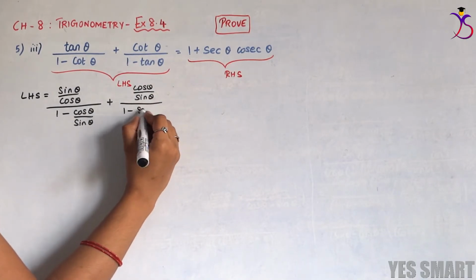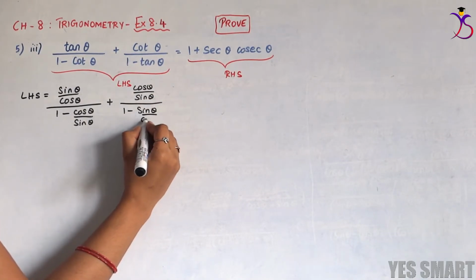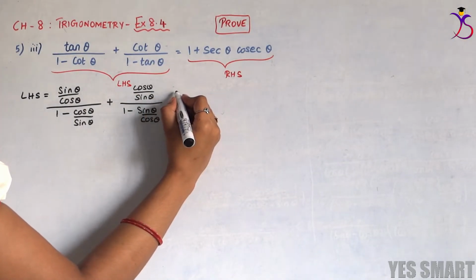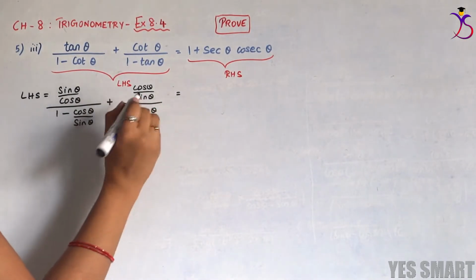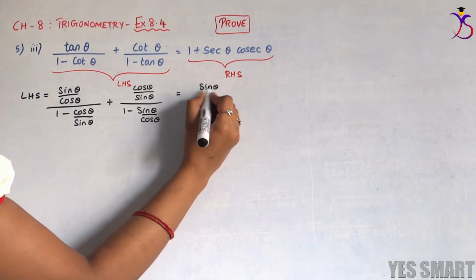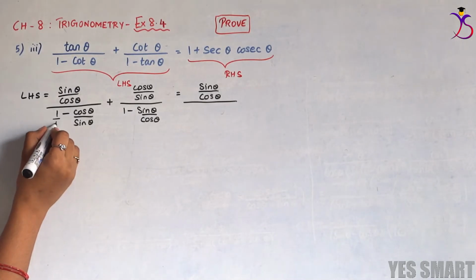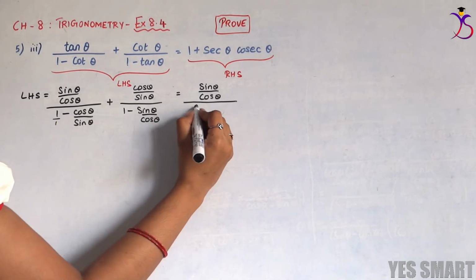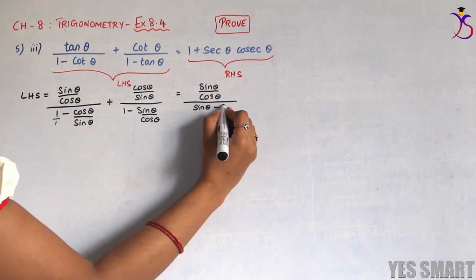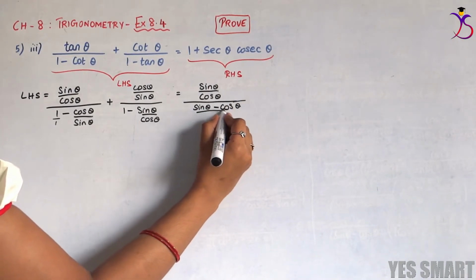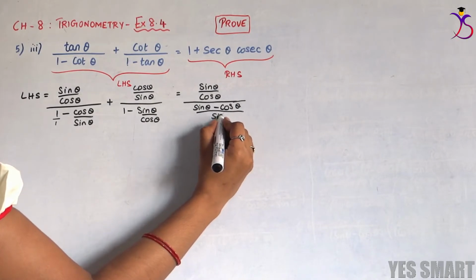divided by 1 minus tan theta. 1 minus tan theta can be written as sin theta by cos theta. Now taking the LCM and solving further. So the numerator remains as it is. The denominator, we are taking the LCM. Here the first fraction has the denominator 1. Therefore the LCM is sin theta. Hence it becomes sin theta minus cos theta divided by sin theta.